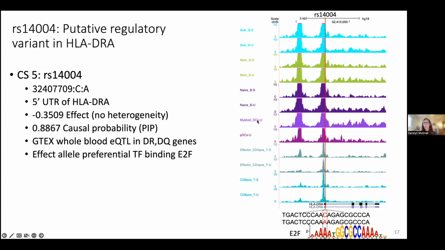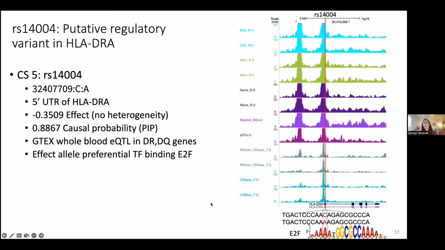So we looked at different ATAC profiles of immune cells. This is from Calderon's paper. And we saw that for antigen presenting cells, it is definitely present in some very open accessible chromatin in this region. And in addition to that, we saw that there was also preferential transcription factor binding for various E2F proteins, which are involved in B cell proliferation.